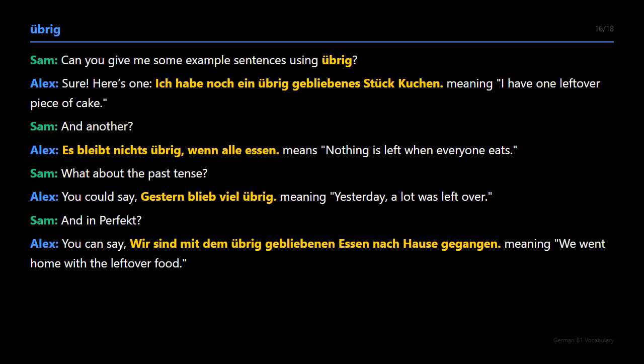What about the past tense? You could say, Gestern blieb viel übrig, meaning yesterday, a lot was left over. And in the perfect, you can say, Wir sind mit dem übrig gebliebenen Essen nach Hause gegangen, meaning we went home with the leftover food.